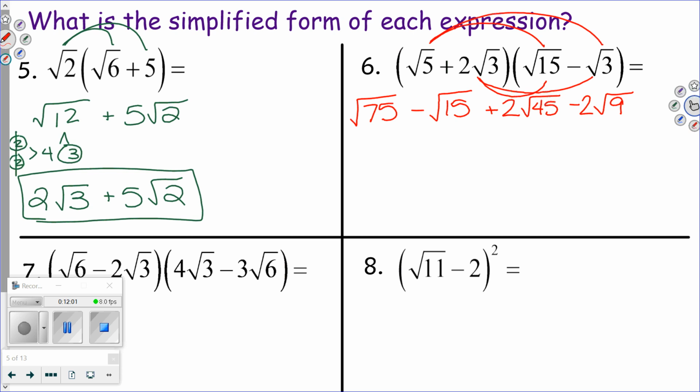The way it sits right now, do you have like terms to put together? No. But do any of them simplify? Yeah, we need to simplify. All right, so factor tree here. I know that's 3 and 25.